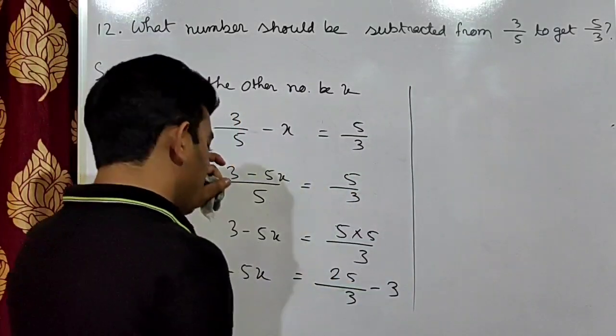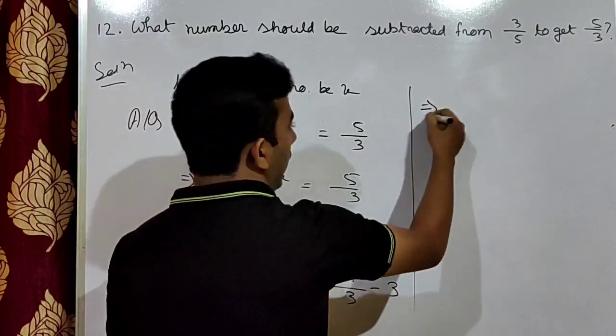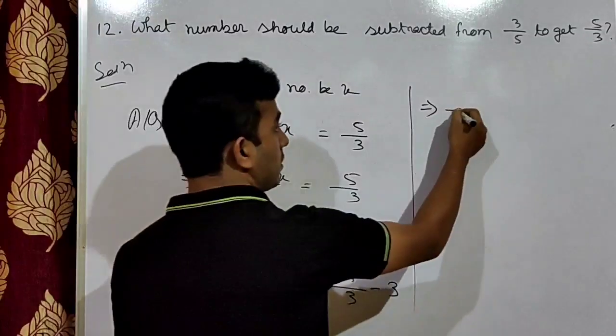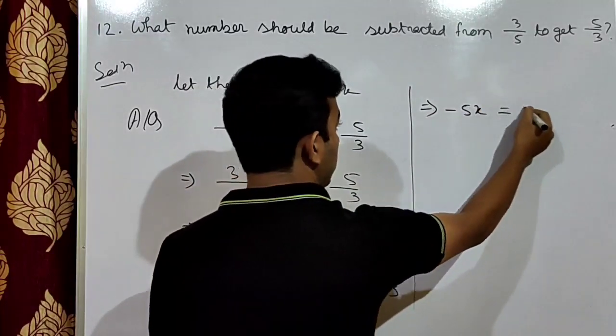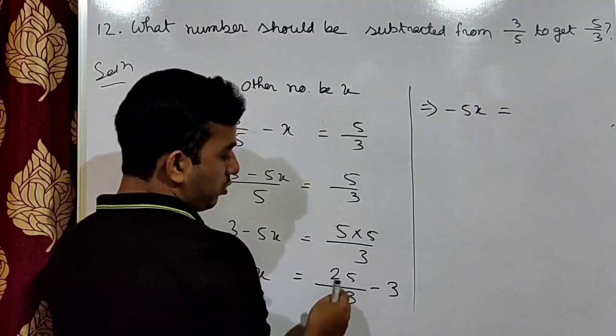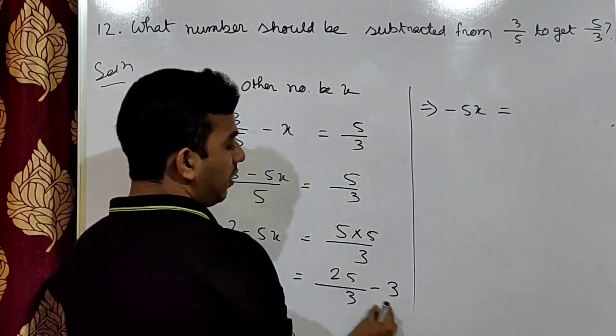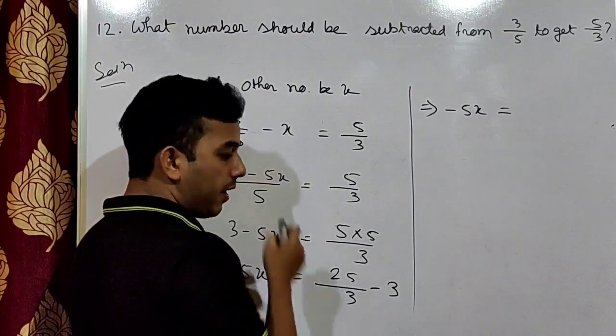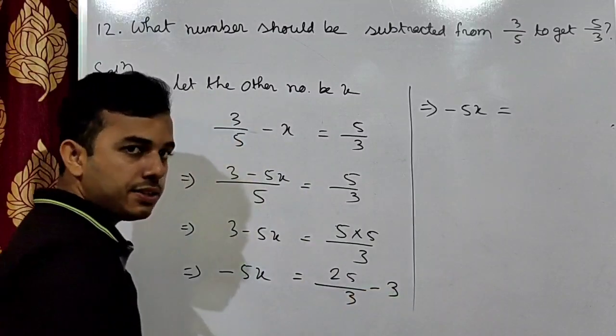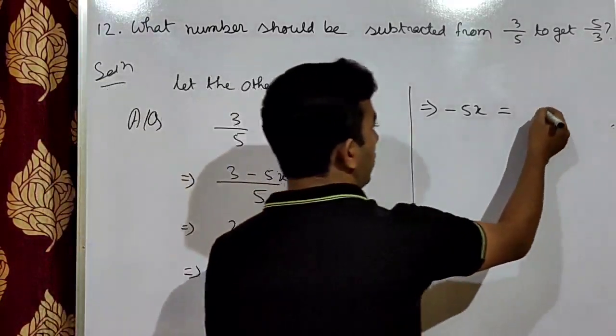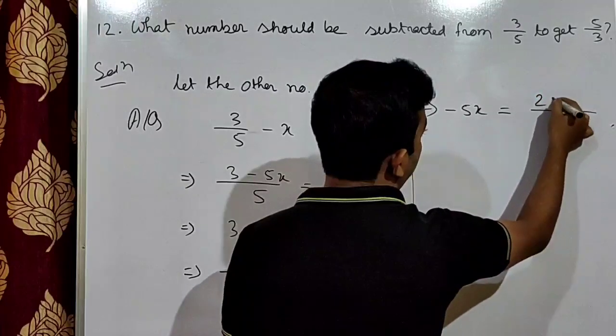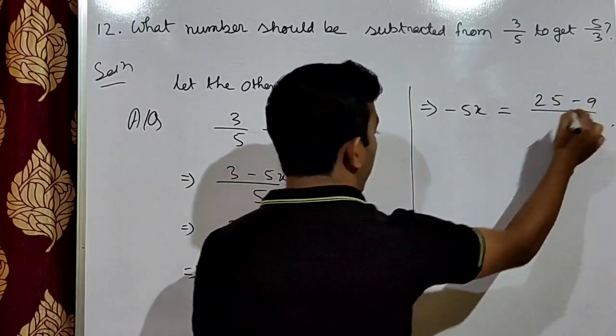Okay. Now let's proceed. The next equation will be minus 5x equals, look, here also we have to subtract 3 from 25 by 3. Clear? Now we have to take their LCM. So the LCM will be 3. Now 25 minus 9. How 9?